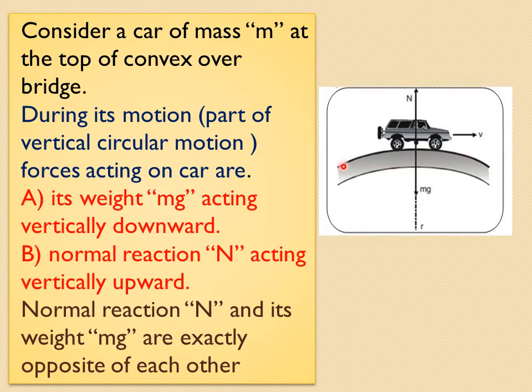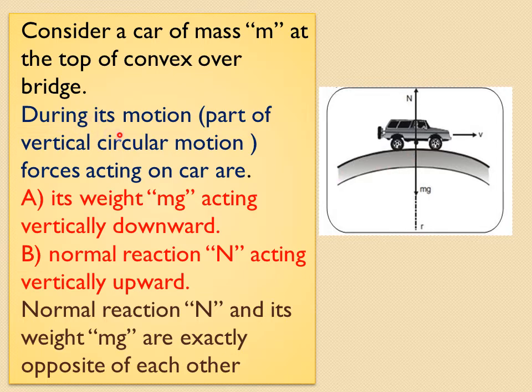See in the figure, this is the convex bridge, and over the convex bridge a car is moving along the bridge. During its motion, as a part of vertical circular motion, the car is passing over a convex bridge. This is nothing but a vertical circular motion, because if we complete that convex bridge, it will become a vertical circle, and the car is at the top point of the vertical circle.